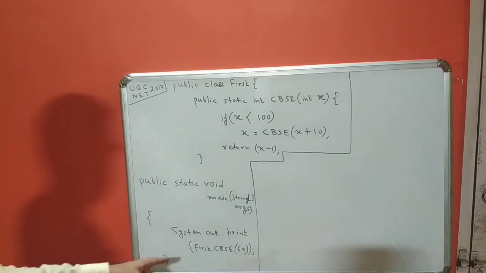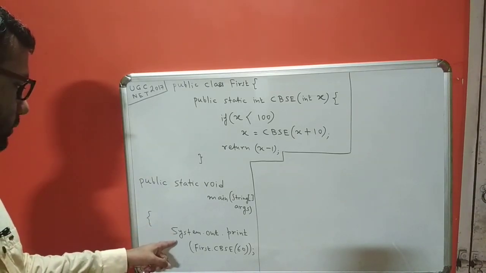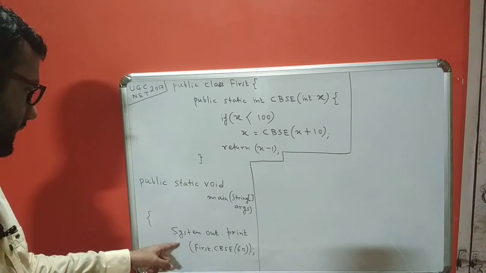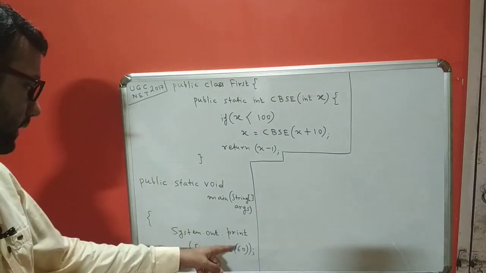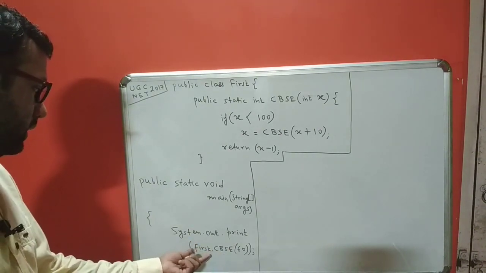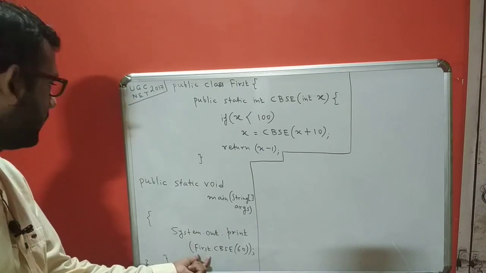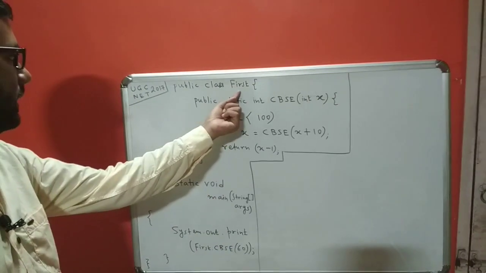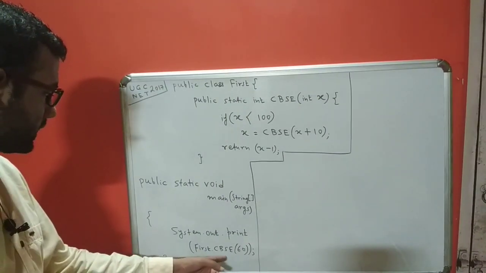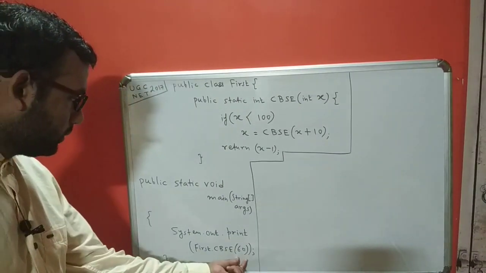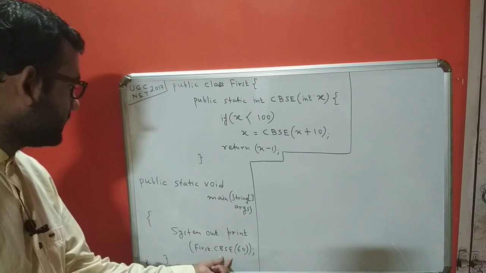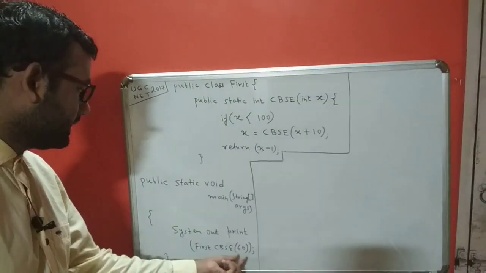Now we can see that main has only one statement. What's it saying? It's saying System.out.print. That means print the following statement. What is it? It's First. And what is First? First is the name of my class. First.cbse, and the argument that is passed to this method called cbse is 60.